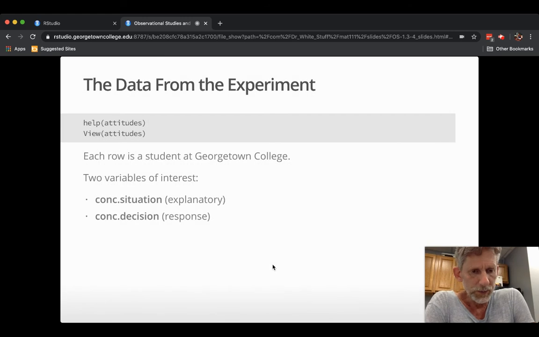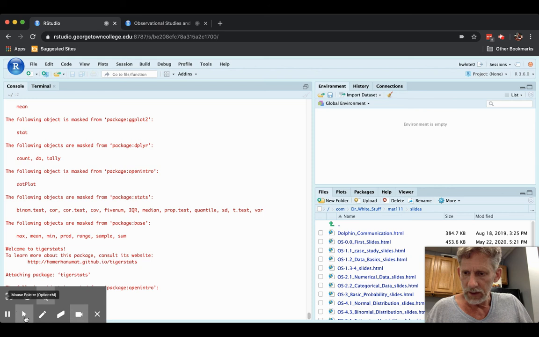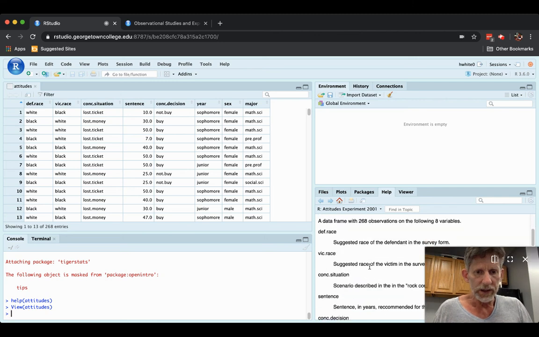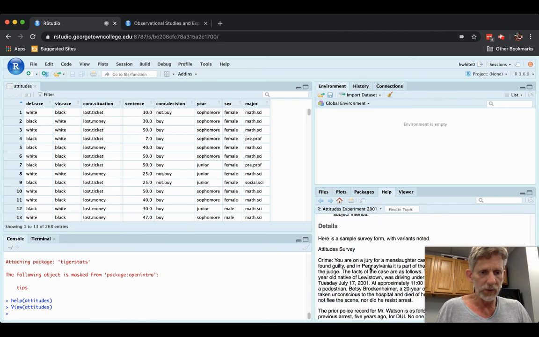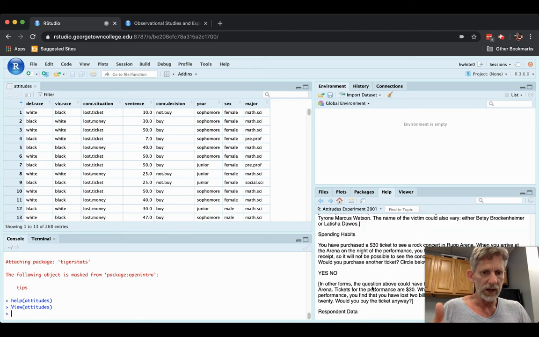So the data from this experiment is preserved in a data set in the package TigerStats. So you can learn about it with help attitudes and view attitudes. The name of the data set is attitudes. Let's go ahead and go to RStudio and copy, paste in, and run those two commands. And so if you read the help file, you'll learn about all the variables in the data set, and you'll also get some information near the bottom about this concert scenario situation. That's what we've already seen here on the slides, the two versions of the question.